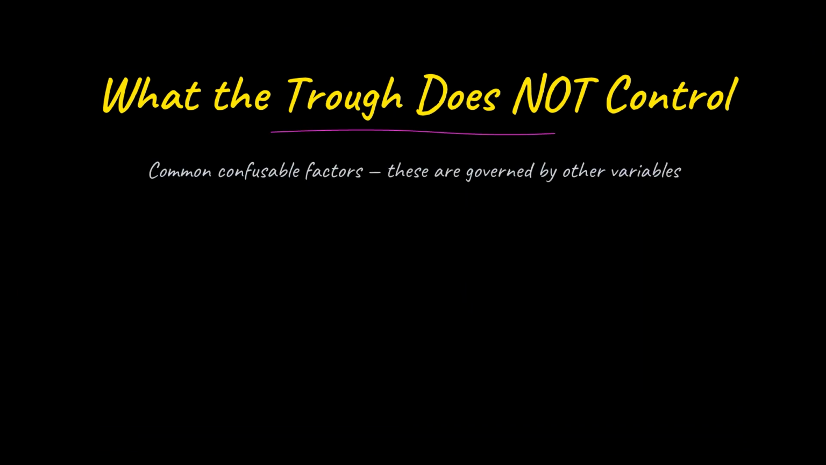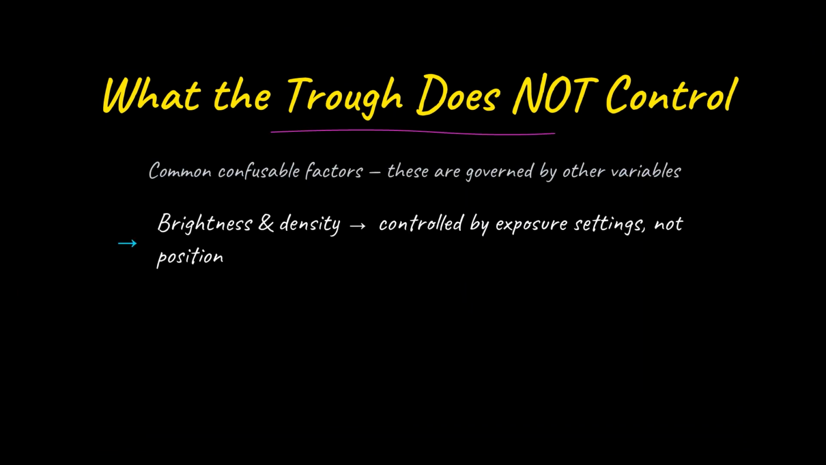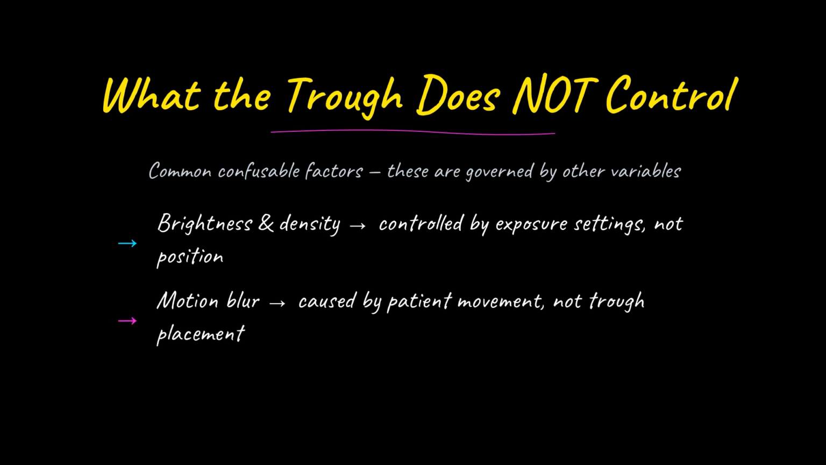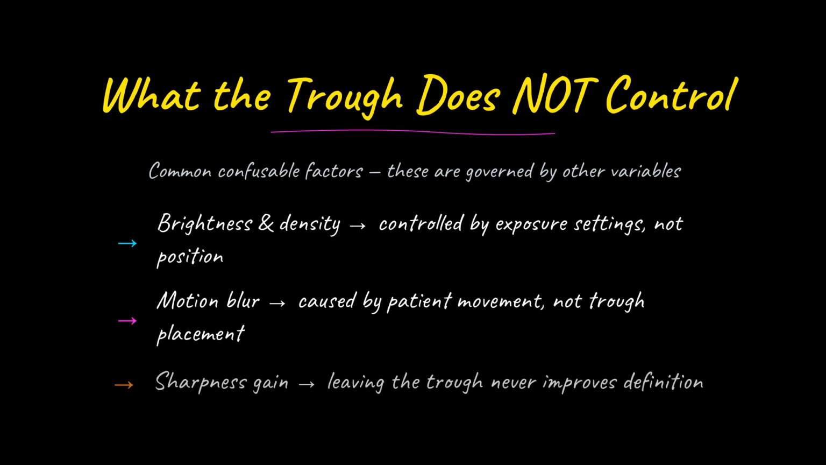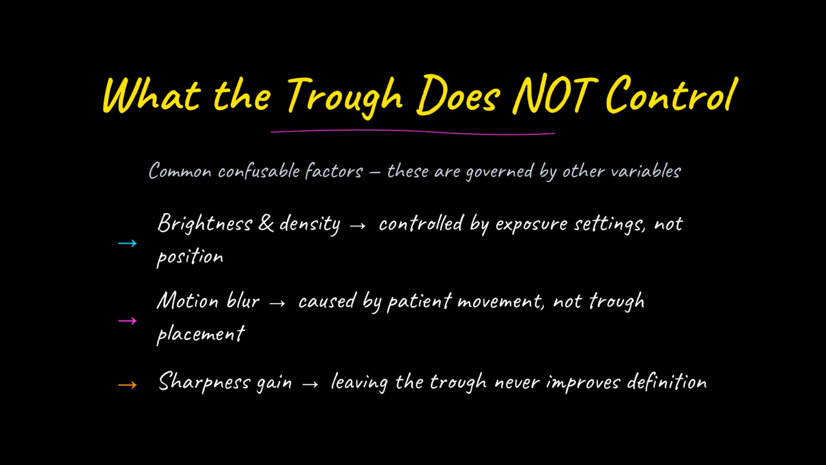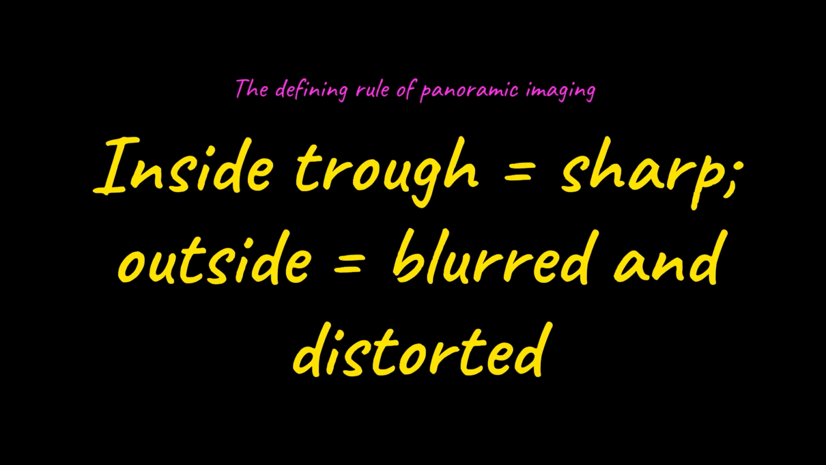It is important to separate trough effects from other image quality factors. Brightness and density are controlled by exposure settings, not by where a structure sits relative to the trough. Motion blur from patient movement looks similar, but has a different cause entirely. Crucially, no structure ever gains sharpness by moving outside the focal trough. It can only lose it. The core takeaway is geometric. Inside the focal trough means sharp, and outside it means blurred and distorted, with size changes always accompanying that loss of focus. When an exam stem describes structures outside the image layer, blur and distortion together are the answer.